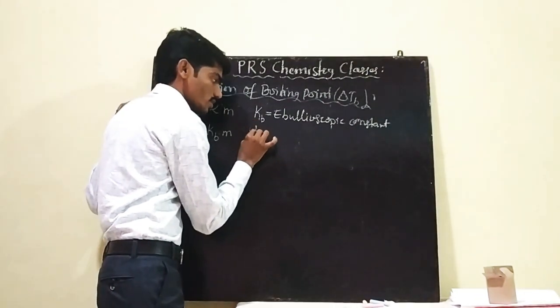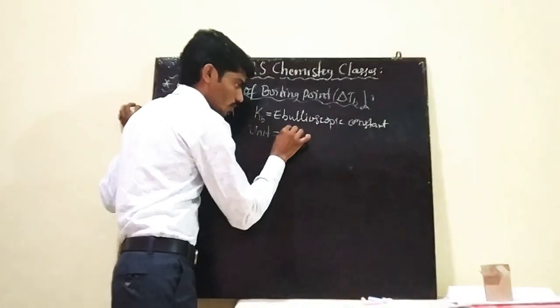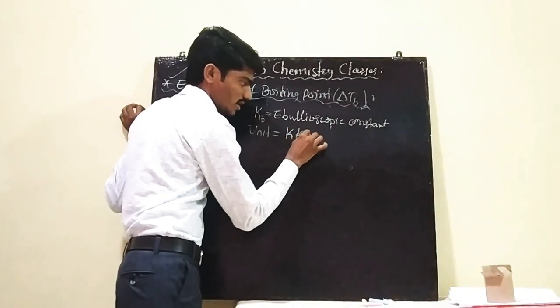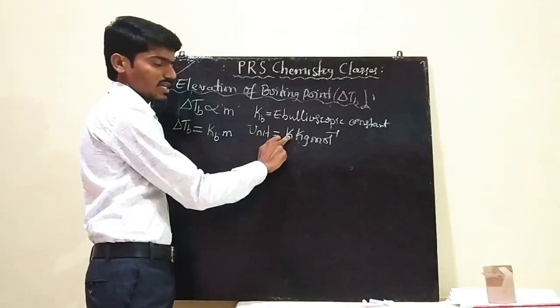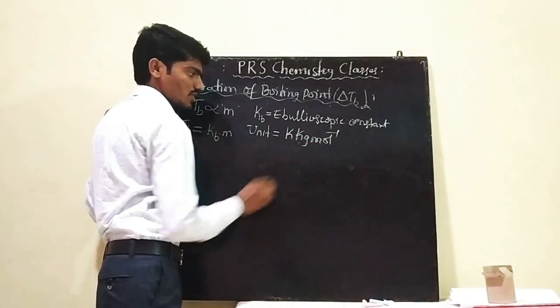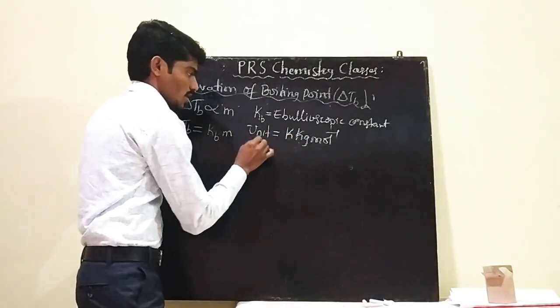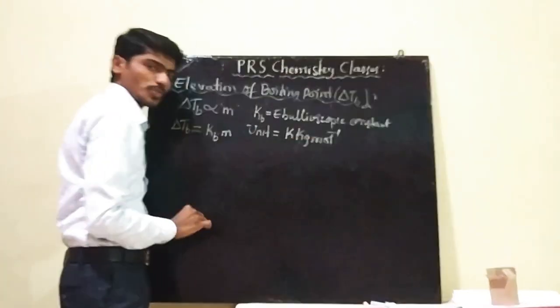The unit for this is important: Kb is equal to Kelvin kg per mole. Its unit is Kelvin kg per mole. Sometimes the problem can also give degree Celsius kg per mole. Kelvin kg per mole is the SI unit. Now, what is its definition? What is the definition of ebullioscopic constant?